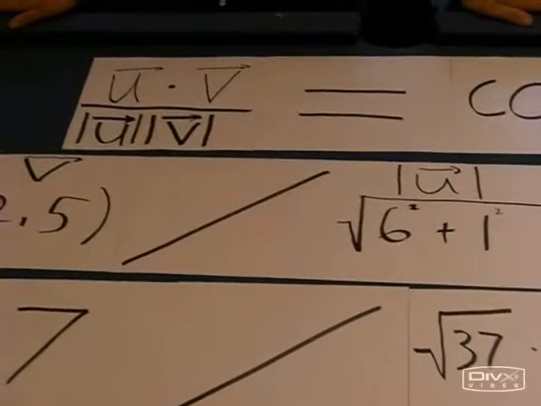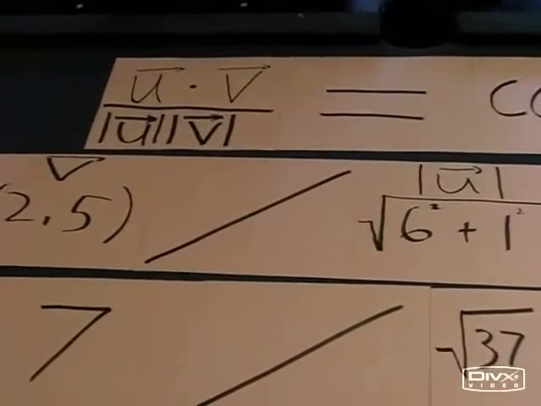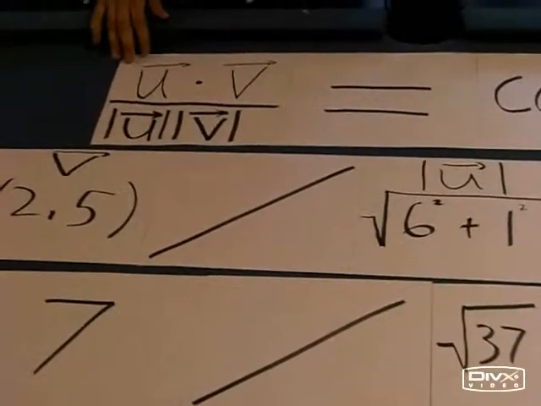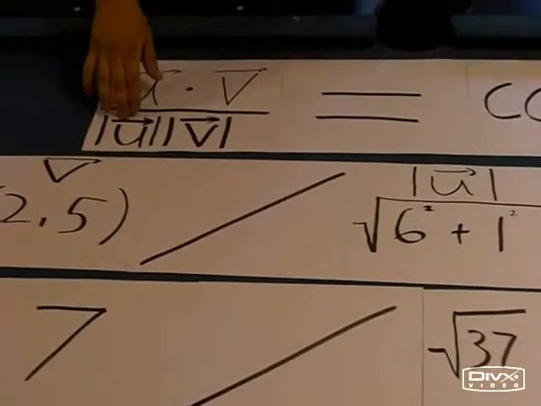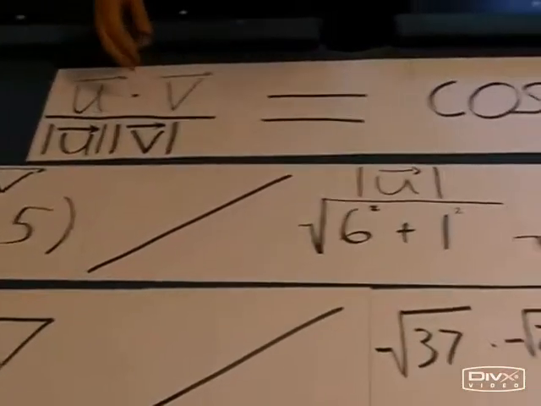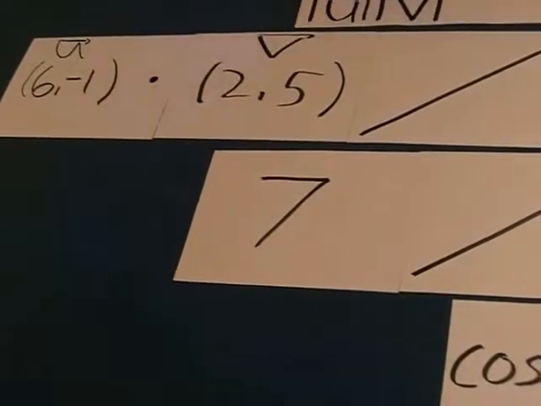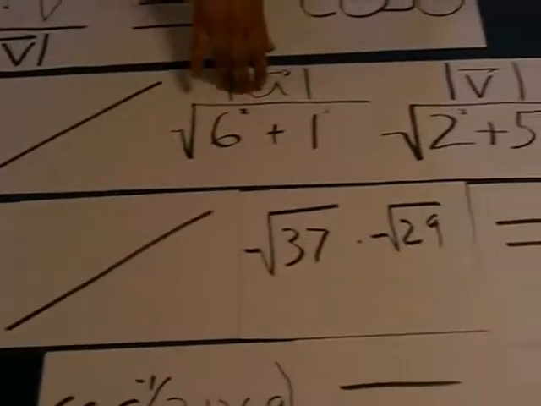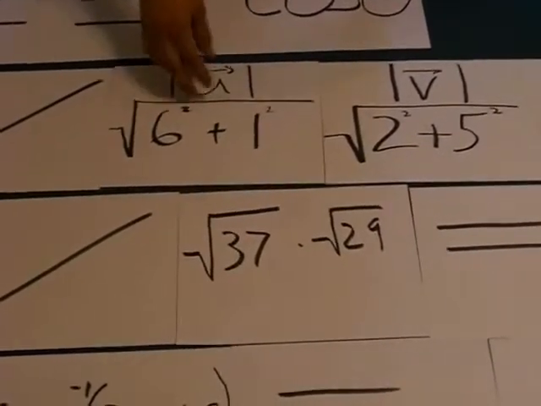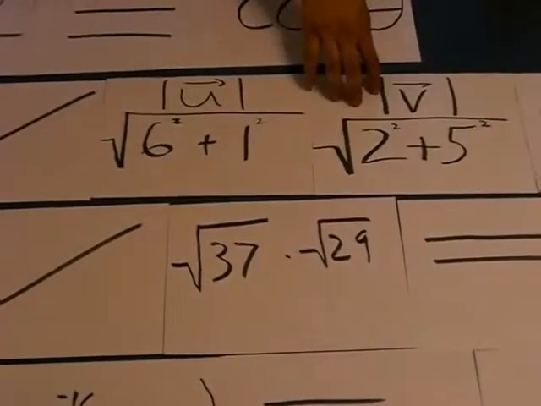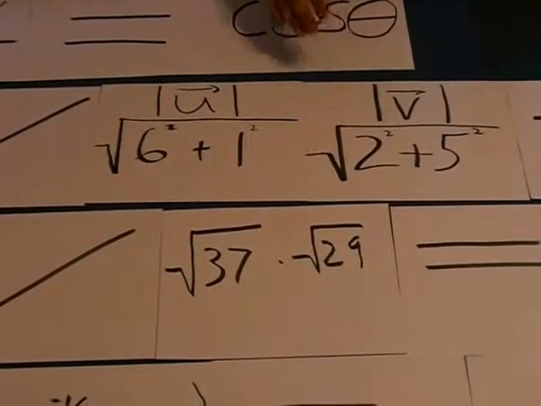Next we're going to learn how to find the angle between two vectors, in this case u and v. The equation is u dot v over the magnitude of u and the magnitude of v equals cosine theta. First you take u dot v, and u is 6, negative 1, and v is 2, 5, and you put that over the magnitude of u, which is square root of 6 squared plus 1 squared, times the magnitude of v, which is radical 2 squared plus 5 squared, and set that equal to cosine theta.